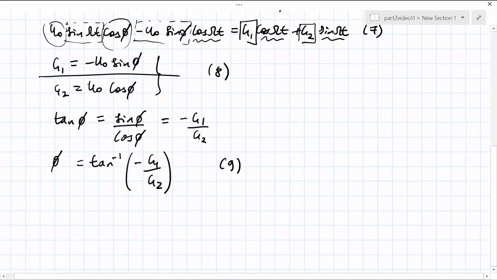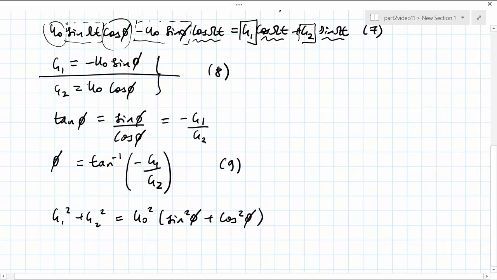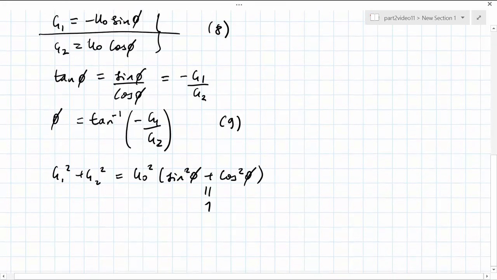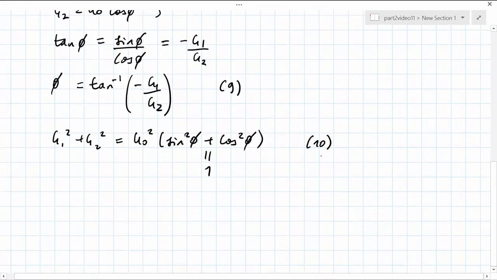Also, if you take the sum of the squares of g1 and g2, you end up with u0 squared times sine squared of phi plus cosine squared of phi. We know then that this is always equal to 1. So u0 then is equal to the square root of g1 squared plus g2 squared.